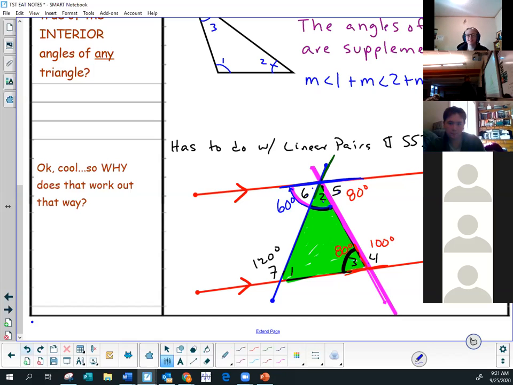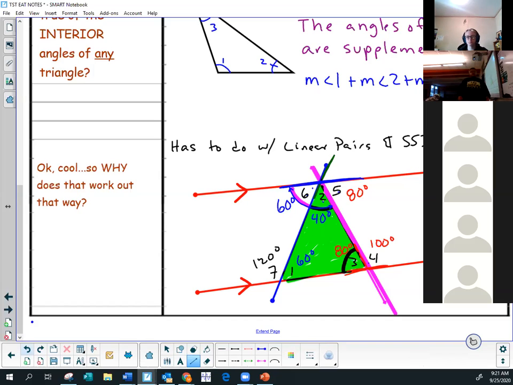So what else can you tell? Angle 2. Are you asking me? Anybody, really. So angle 2 has to be 40. That's what I heard. What's the measure of angle 1? 60. Okay.